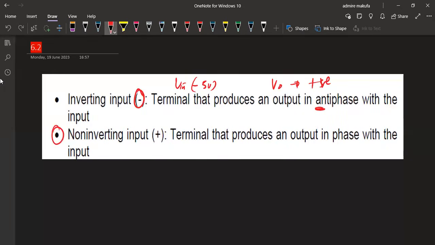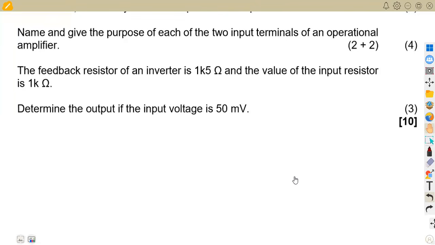But for a non-inverting terminal, which is positive, the terminal produces an output in phase with the input. That's why whenever we are talking about a non-inverting terminal, our answers are all positive, because it is connected positive and it's in phase. So we're going to have an output which is positive also. All right, so that is the condition.